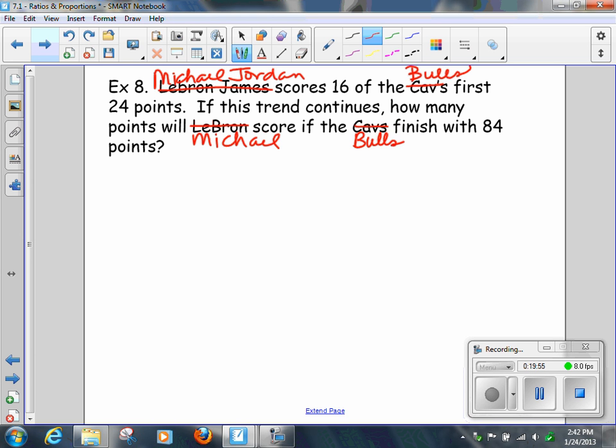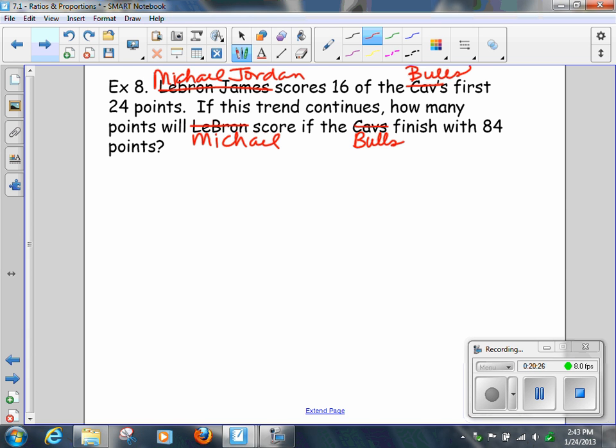Here we go. Michael Jordan scores 16 of the Bulls' first 24 points. If this trend continues, how many points will Michael score if the Bulls finish with 84 points? Oh, okay, we've got to figure this out. This is why we have to apply proportions, okay?